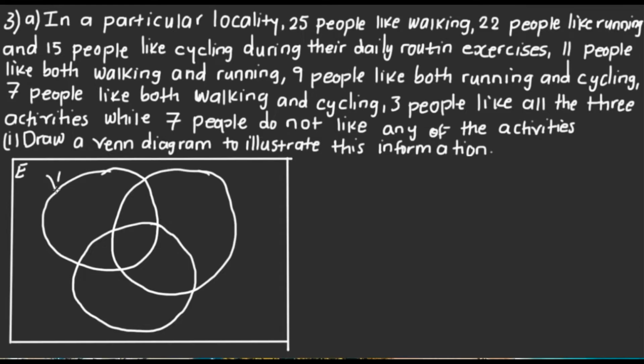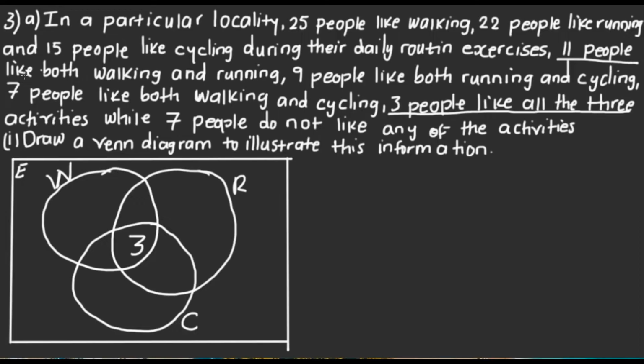So for walking, I'll put W, running R, then cycling a C. Step number 1, first indicate those that did the 3. So from the given statement, we are told 3 people like all the 3 activities. So this 3 is part of those that did 2, is also part of those that did like walking, as long as there is no only. Now, after you have indicated those that did the 3, you need to look at those that did 2.